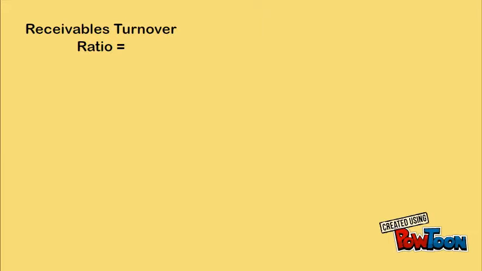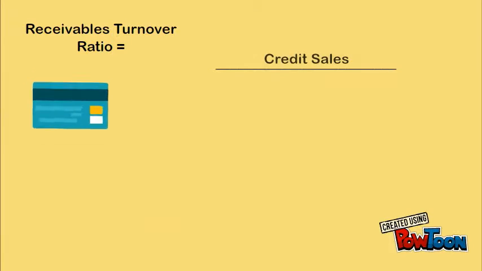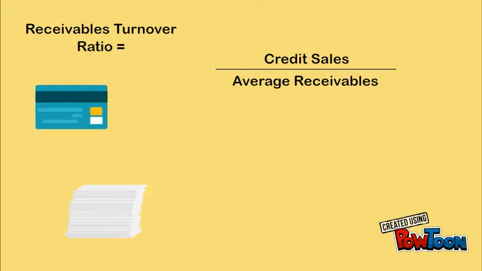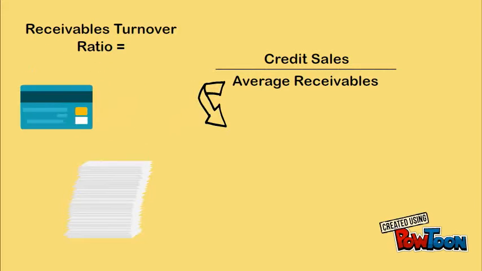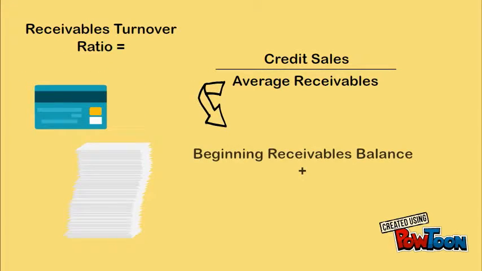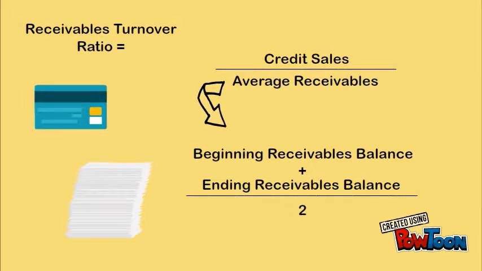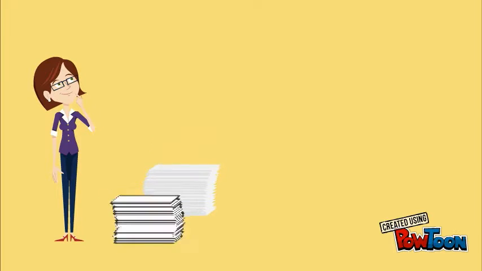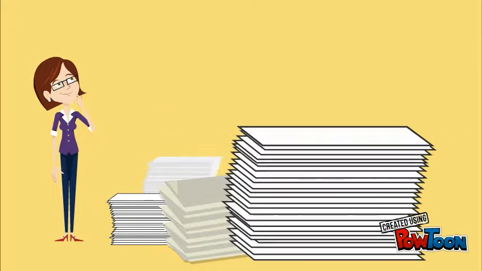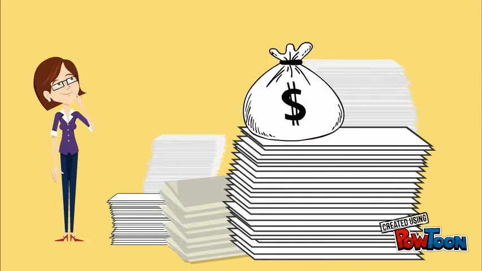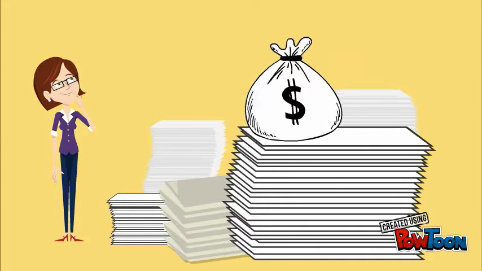The receivables turnover ratio involves dividing the credit sales by the average receivables. To generate average receivables, the sum of the beginning and ending receivables balance is divided by 2. This ratio indicates the number of times during a period that receivables are generated and collected by a company.